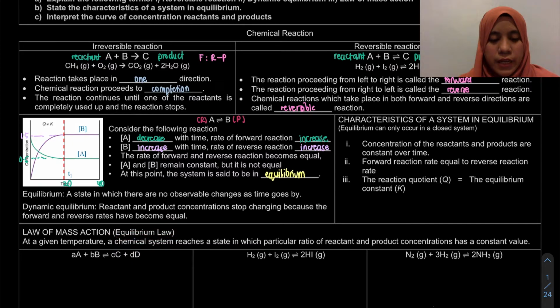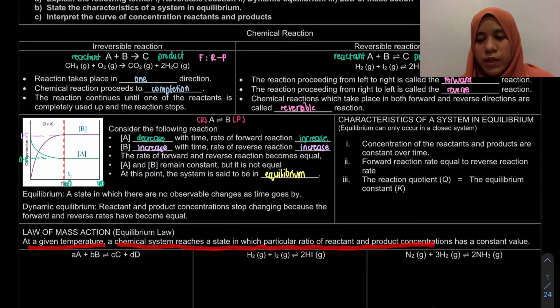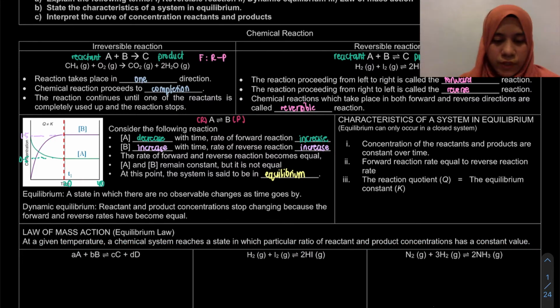So it mentioned here that at a given temperature, a chemical system reaches a state in which a particular ratio of reactant and product concentration has a constant value. So from this reaction we're going to form a constant value. We're going to denote it as K. So K is actually a ratio of reactant and product concentration.